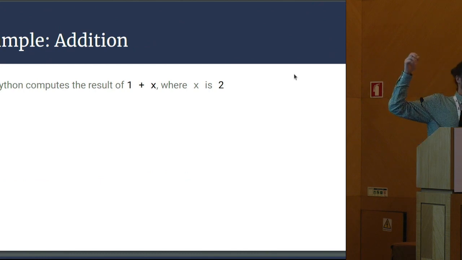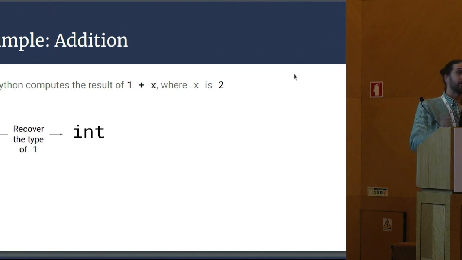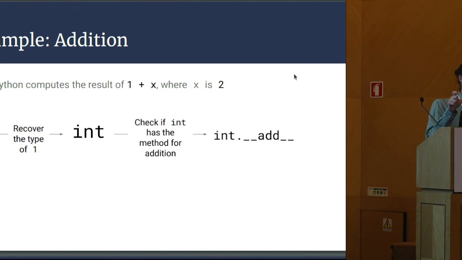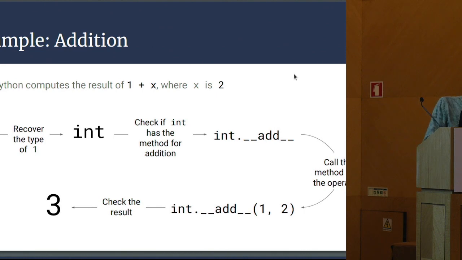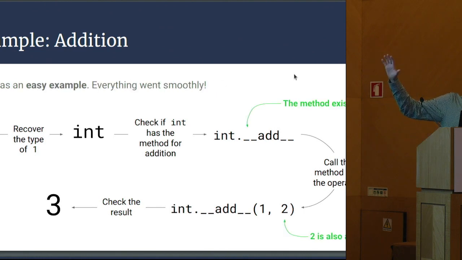If you have the operation 1 plus x, and say x is 2 here, how will Python compute the value of this expression? Well, first of all, Python will take the left-hand side operand and check its type, which is the int type, integer type in Python here. Then it will try to look for the add method of this type, and if it exists, which it does for the int type, it will call it with the left-hand side and right-hand side operands, and this will return 3. No surprise here. And this is actually an easy example because everything went smoothly. So the add method exists, and then the add method, of course, expects to receive an integer as second argument.